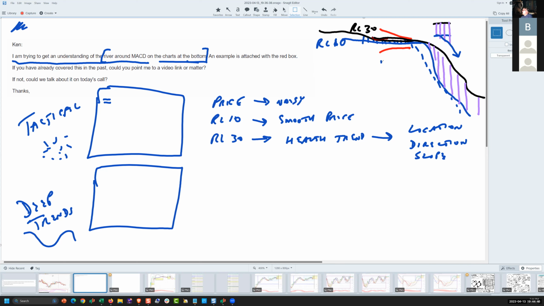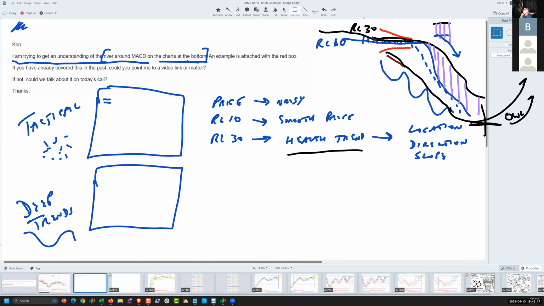But a lot of times that RL10 is going to monkey around like this, and so it'll go in and out of fit, and the RL30 won't change that much because those little changes in the RL10 are not enough to really make the RL30 move. That's why we say the RL30 is the health of the trend, and it's very smooth. And when it turns, that turns out to be really significant from whatever the bottom of it was. That's where we start getting owl entries after everything reverses.